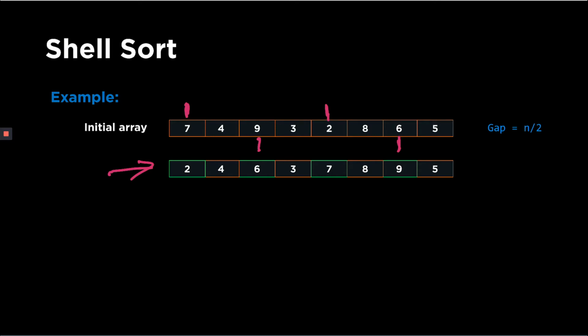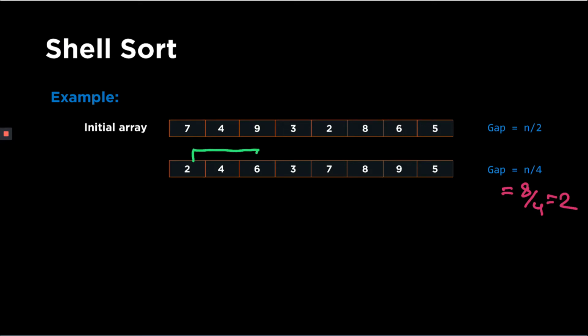Next, at the next iteration, we'll have gap equal to n divided by 4. In this case, our gap will be equal to 8 divided by 4, which is 2. Now we are going to compare elements at a distance of 2, which means they should have one element in between. So 2 will be compared with 6, 4 will be compared with 3, 6 will be compared with 7, 3 will be compared with 8, 7 will be compared with 9, and 8 will be compared with 5, and so on.